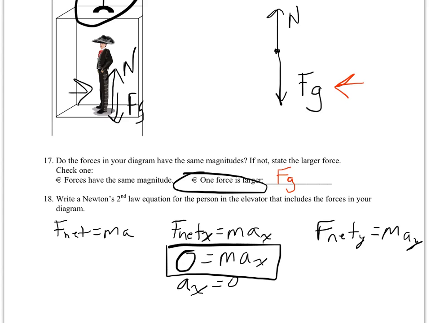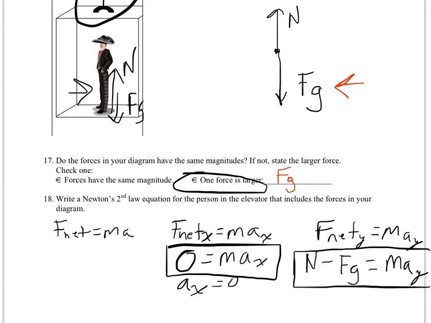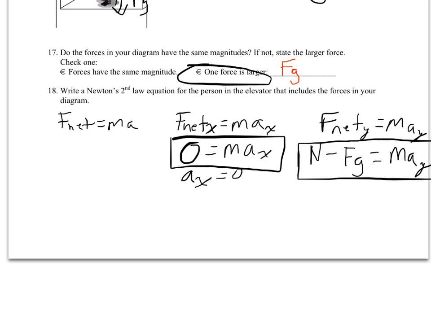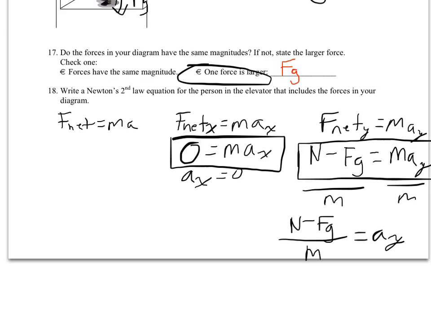Alright, now in y, there is a normal force up, and there is a weight down, and that is equal to m a y. And really, that's the equation. I've written it. So there we go. We've written a Newton's second law equation. That would be satisfactory. If we wanted to, and since this is review, let's go ahead. We could then solve for ay. So let's divide by m on both sides. And I get n minus Fg, normal force minus weight, divided by the person's mass, equals that acceleration in y. Yeah, there we go. So if you were asked to find acceleration, that's how you do it.